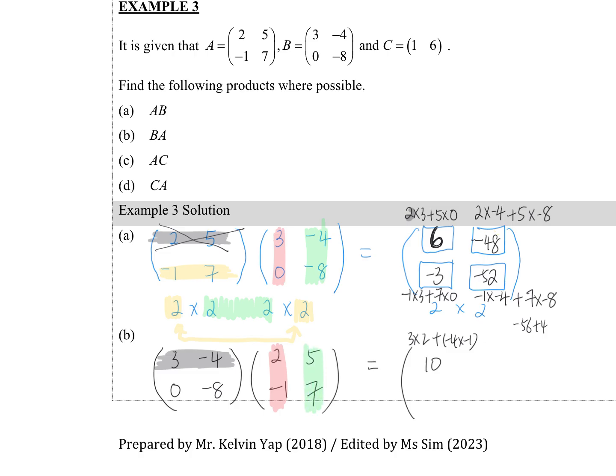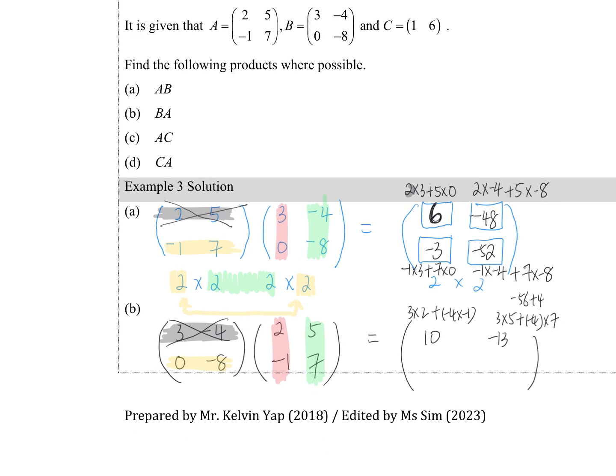So the black one times the green one. So you will get 3 times 5. Minus 28. Once you are done with this row, then we move on to the next row. Bottom one. So the yellow one times the red one. So 0 times 2 plus minus 8 times minus 1. So it's 8. And then the yellow one times the green one. So 0 times 5. So minus 56.